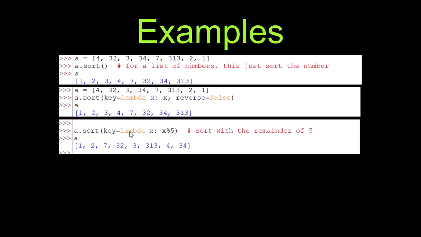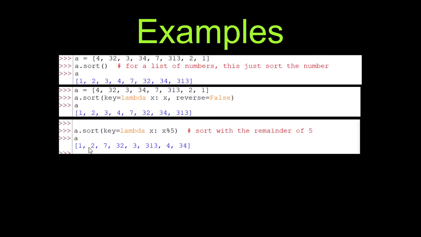Next, we show a case where you can change the key to be the remainder of 5. In this case, you take the value x, find its remainder and then do the sorting based on the remainder. The remainder of 1 is 1. The remainder of 2 is 2. The remainder of 7 divided by 5 is 2, so it comes here. And 32 is also a remainder of 2, 3 has remainder 3, 313 remainder 3, 4 has remainder 4, and 34 has remainder 4.